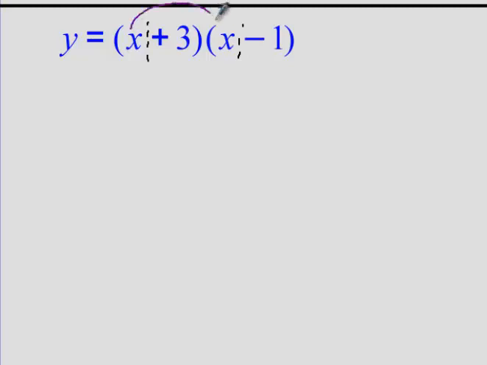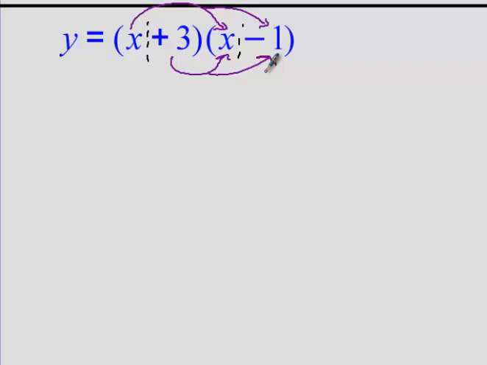So I go x times x, first term in the first set times first term in the second set, right? And then I have to take x times the negative 1, first term in the first set times second term in the second set. If there was a number past the negative 1, I'd have to take the x times that as well. Everybody okay? So this is just a giant distributive property. And then I take 3 times what? The x, right, second term in the first set times first term in the second set, and then take the 3 times the negative 1. So I take the second term in the first set times second term in the second set. And I keep going until I'm out of numbers.